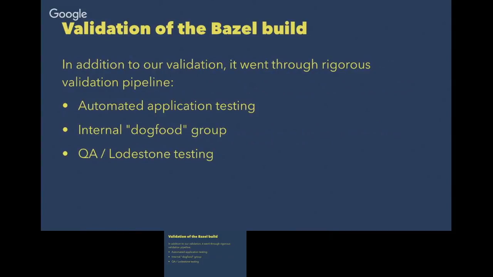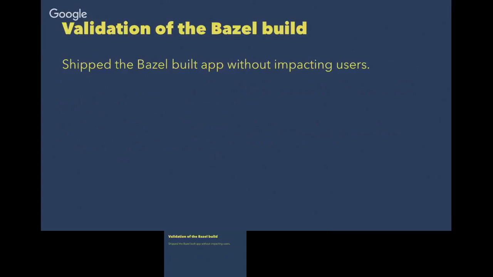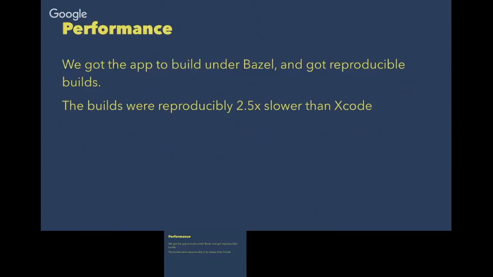After that level of rigor, we were certain that we had the right linked frameworks, and the right files with the right flags. We went through more rounds of validation. All of our unit tests, all of our automation testing, we ran through. We ran the app through our internal dogfood group. We sent the app out to our QA folks. We sent it out to Lodestone, and after all that rigor, we were able to ship a fully built app under Bazel without impacting the users. We were super proud of that.